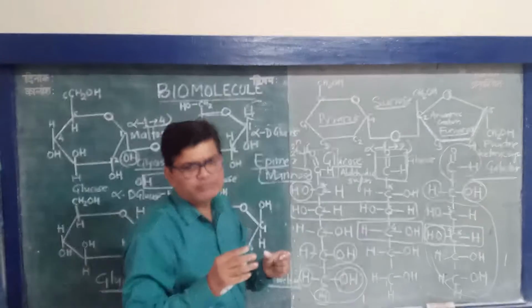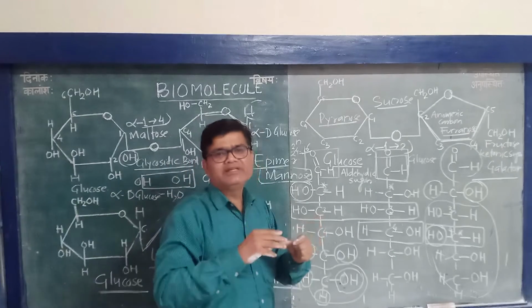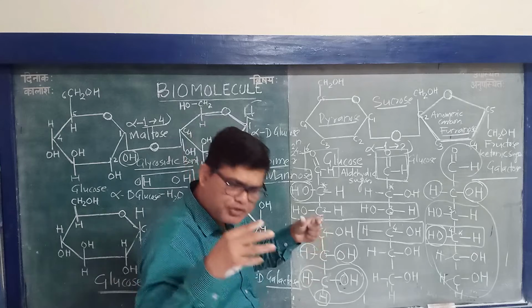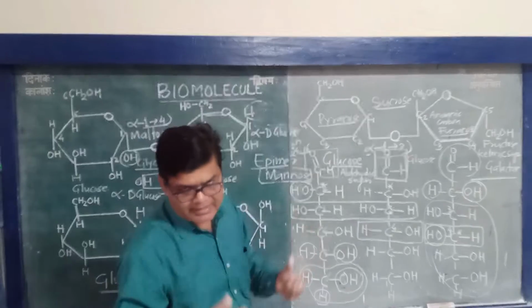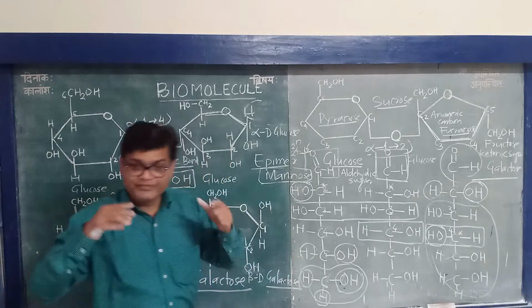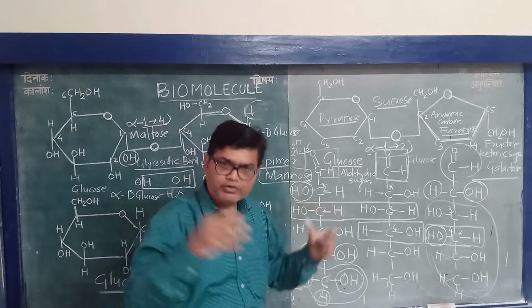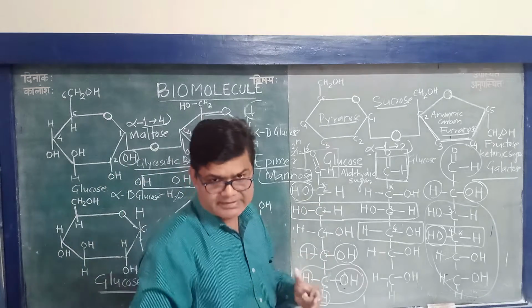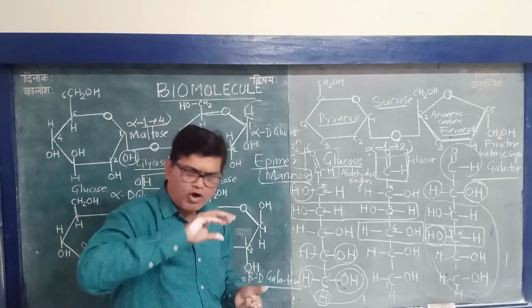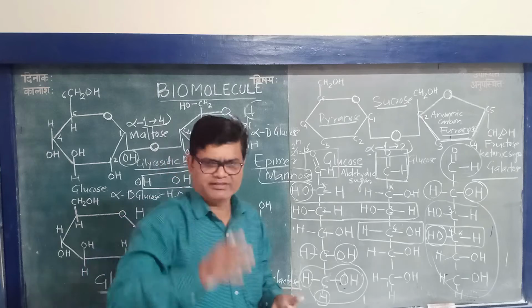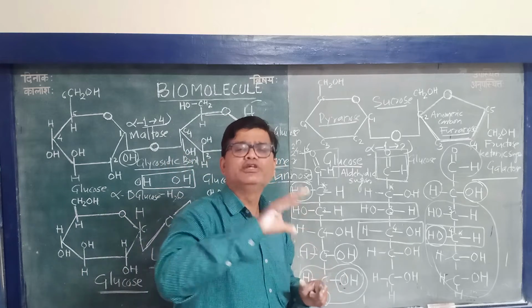Oligo means few. If there are 3 units of glucose joined together, then it is a trisaccharide. If there are 4 units, then it is a tetrasaccharide. If there are 5 units, a pentasaccharide, and 6 units, a hexasaccharide. So oligo means 2 to 6 or 7 units. Then we can say it is an oligosaccharide.